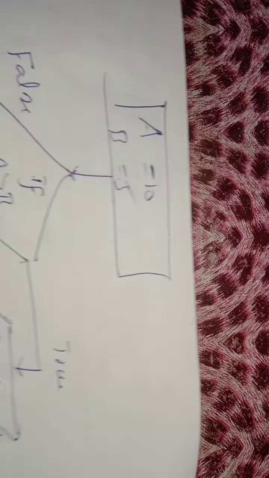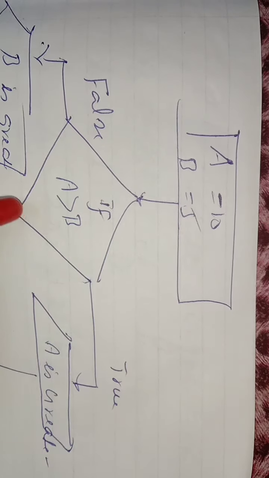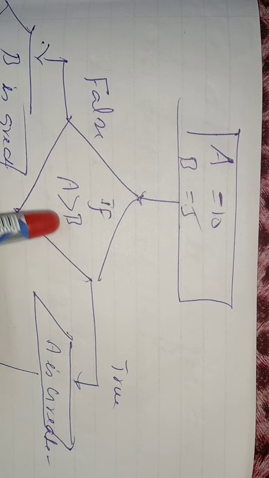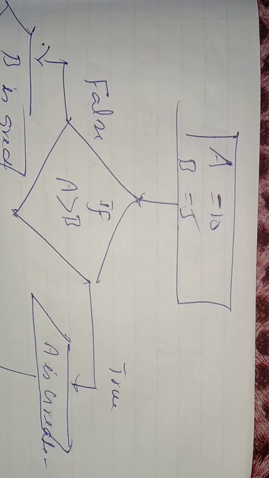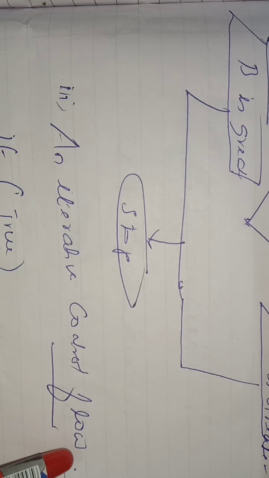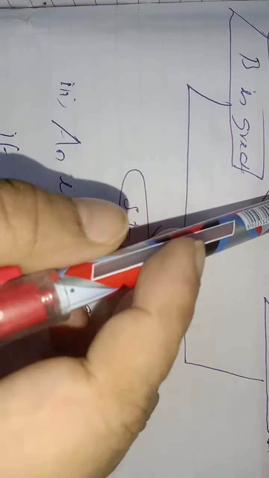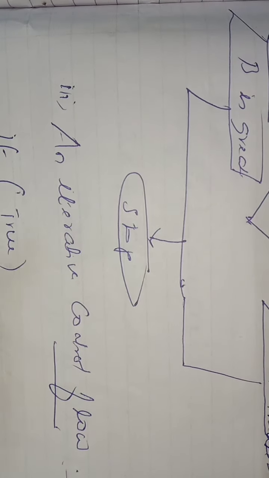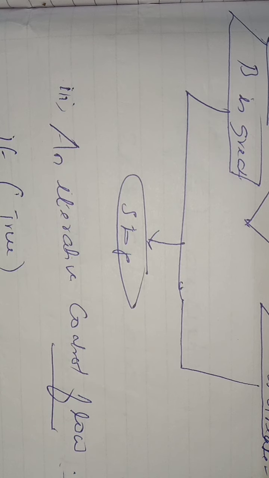So again, I will teach you with an example. A has value 10, B has value 5. When you compare A greater than B, if it is true, the output is that A is greater. If it is false, then B is greater. That's what the question is. So alternative control flow means: if A greater than B is true, then check the next condition. That is called alternative. So many examples are there, and we will see them.